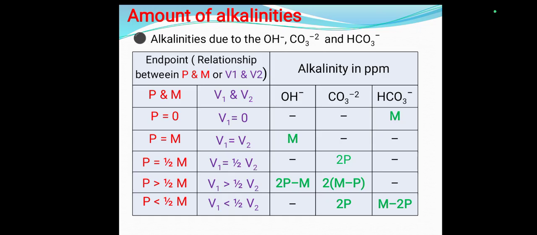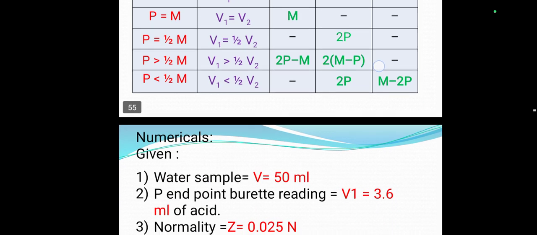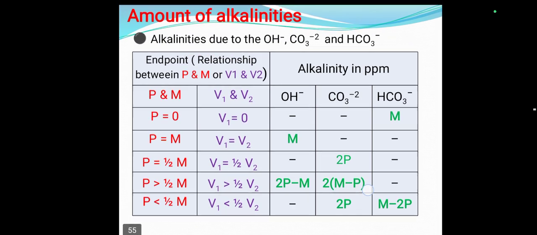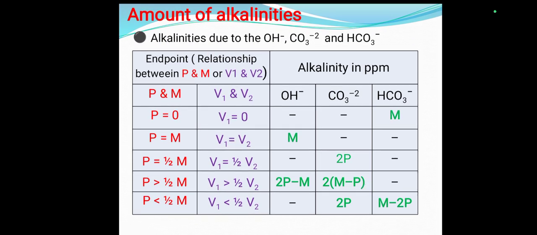So for getting an idea about the types of alkalinities, first you need to know the amount of p and the amount of yum, and you just have to compare their values with one another. You will get one relationship, and from that relationship you can find the type of alkalinity, and from the type you can find the amount of alkalinities. Okay, so this is the determination of alkalinities of a water sample.